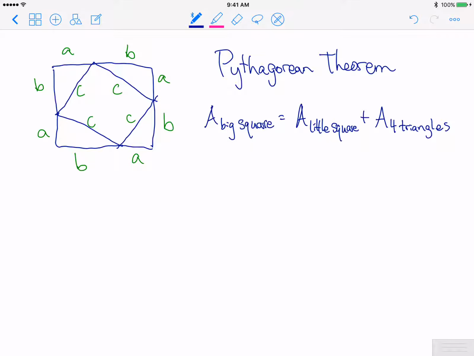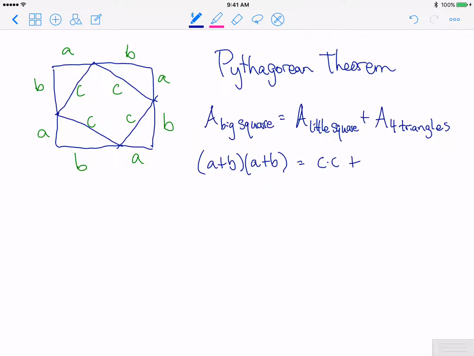Well, we look at the area of the big square to be the length times the width of that big square, which we see to be a plus b as the length and also a plus b as the width. And then the area of the little square is going to be almost like the tilted square on the interior of the big square, and that's going to have a length and a width of c, so the length times the width will be c times c.